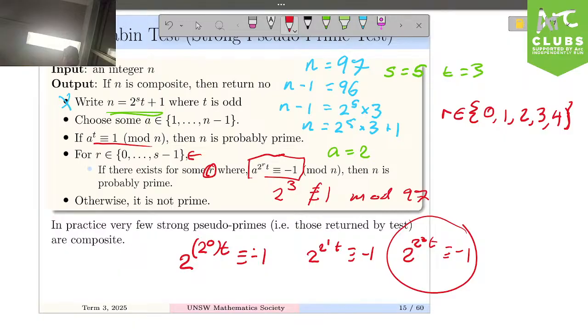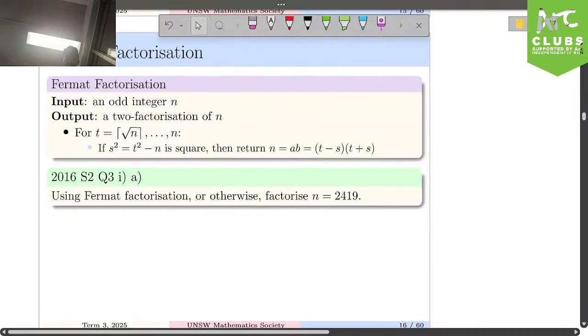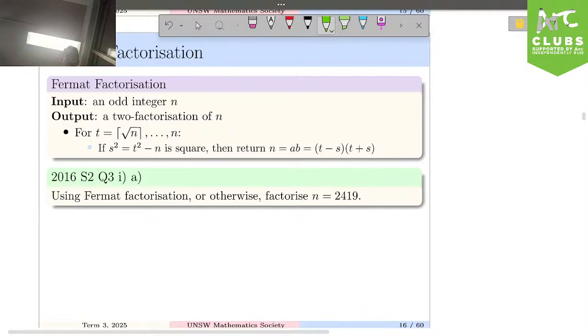There are some numbers, though, that are called strong pseudoprimes that this test will fail for. So this is, again, a probably prime test. It's not like the Lucas test, which was definitely prime. This is a probably prime test. The next one is Fermat factorization. Fermat factorization is a way of factoring big numbers.